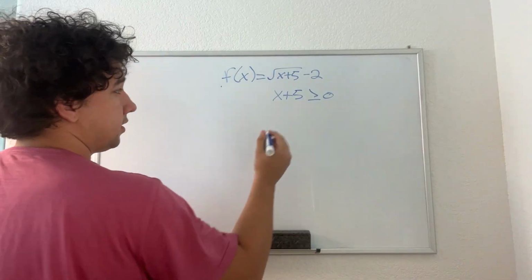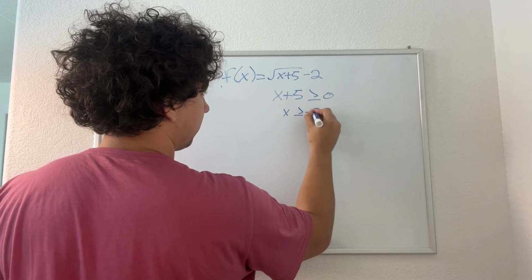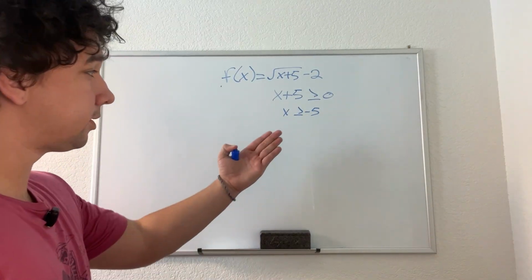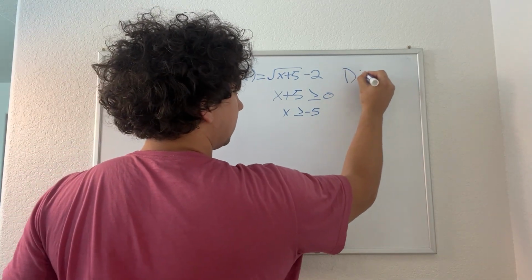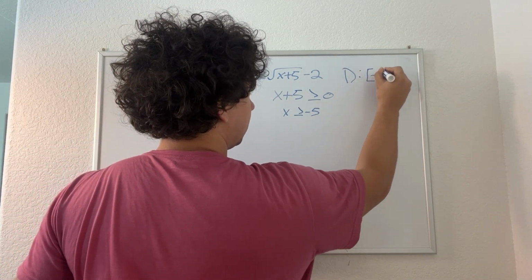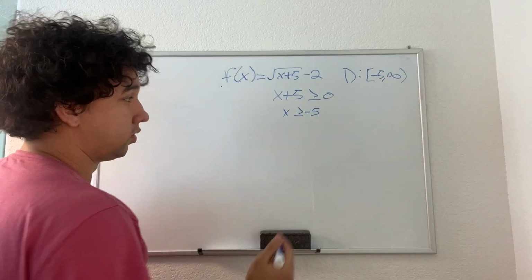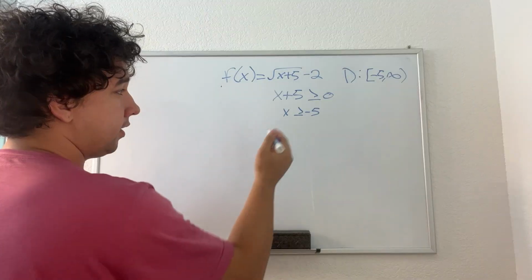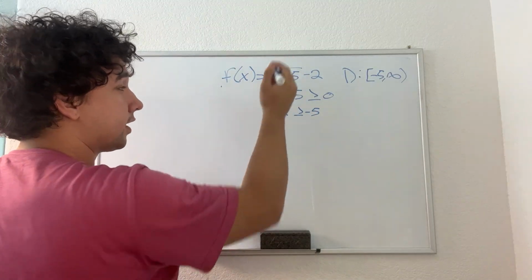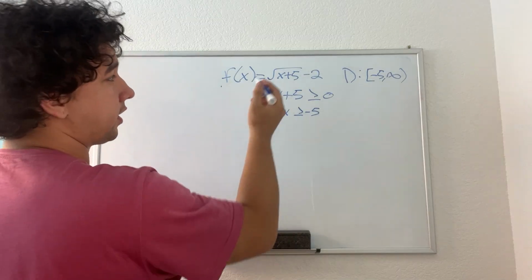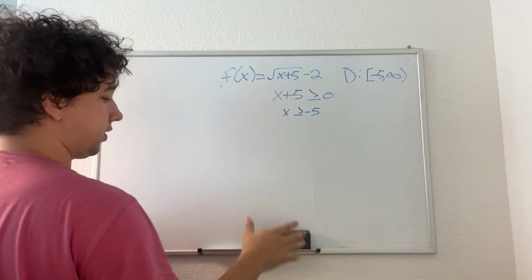So in this case, x has to be greater than or equal to -5. Well, that's my domain. x has to be greater than or equal to -5. So my domain has got to be [-5, infinity). The reason why is just like I said, it's got to be greater than or equal to -5. Anything less than -5 gives me a negative radical, which is imaginary. So there you have it.